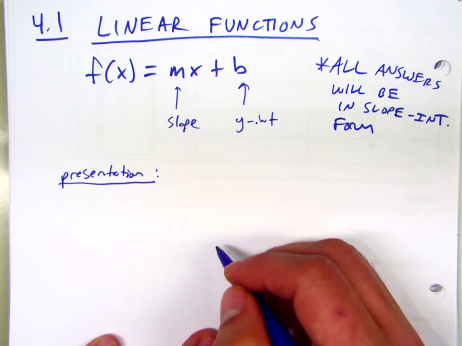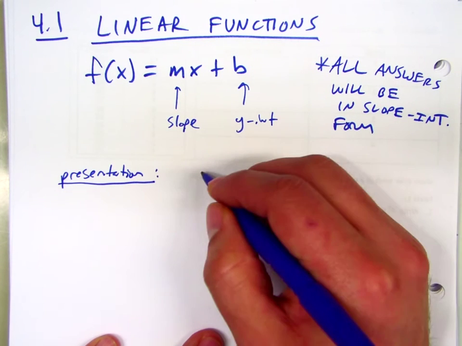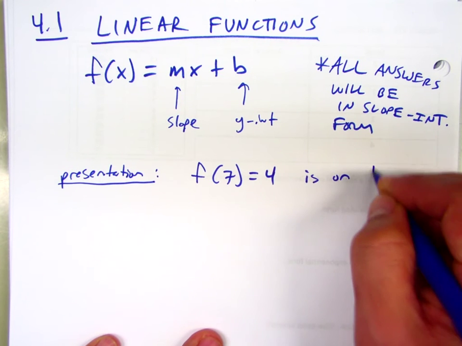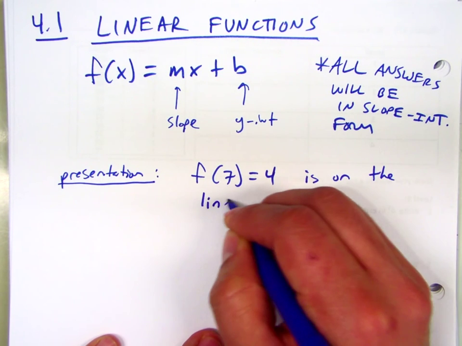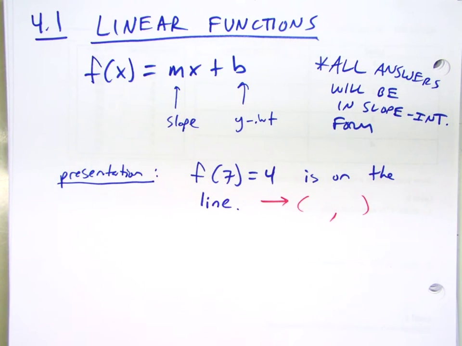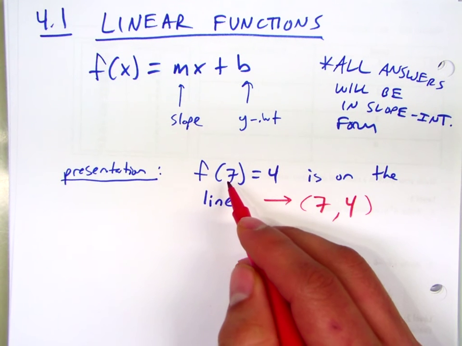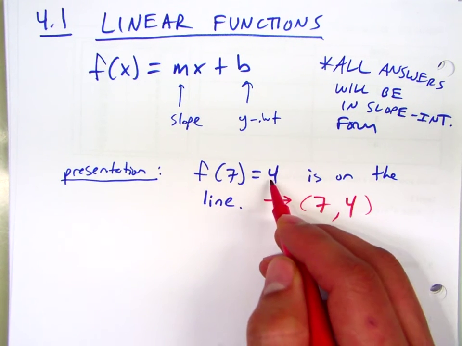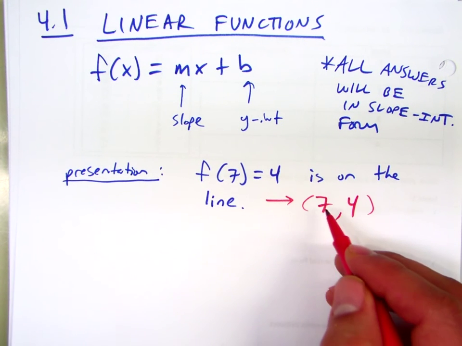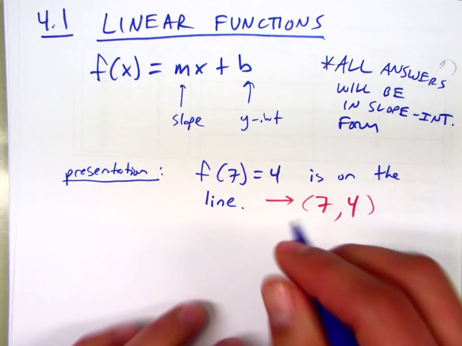instead of me just telling you 2, 4 is on the graph, I might say something like f of 7 equals 4 is on the graph, is on the line. What does that mean? What point does that translate to? 7, 4, correct. The input, or x, is 7. The output, or y, is 4. So they might present it a little differently, but you just have to realize, okay, it's just telling me that 7, 4 is part of the graph. Okay? You might also see something like this.